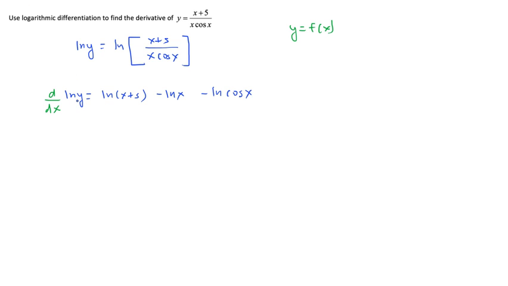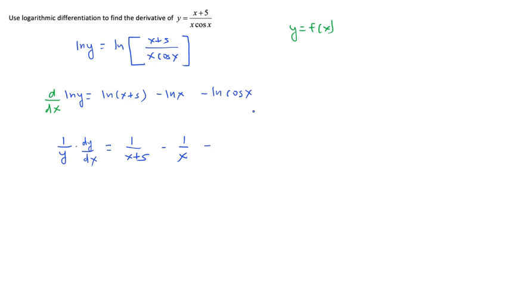So what's going to happen here? The derivative of ln of y is 1 over y, but because we are taking the derivative of this term with a y in it, we need to multiply that by dy/dx. That's by the chain rule. Now what is the derivative of ln of x plus 5? That's just 1 over x plus 5 times the derivative of x plus 5, which is 1, so we don't need to multiply by 1 here. The derivative of ln of x is just 1 over x times 1 again.